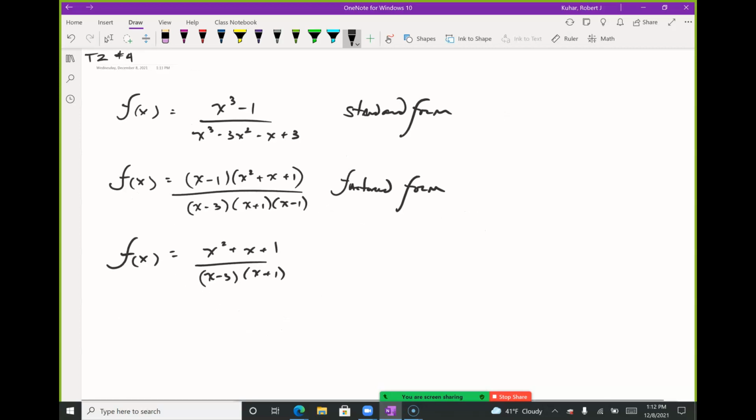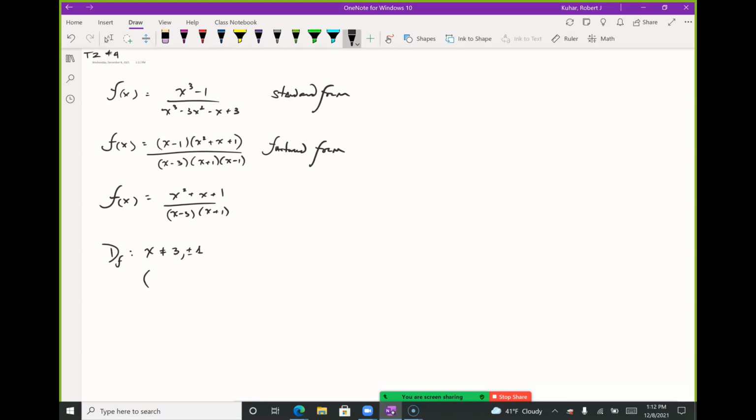And so that's our first question. What's the domain? Right, so it's easiest to find the domain in the factored form, right? And I like that one as an interval better. So minus infinity to -1, union -1 to 1, union 1 to 3, union 3 to infinity. I've got to leave out all of those values. The -1 has to be removed, the 1 has to be removed, the 3 has to be removed. It's like I'm drawing a number line.